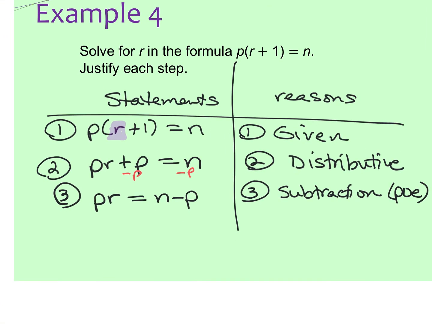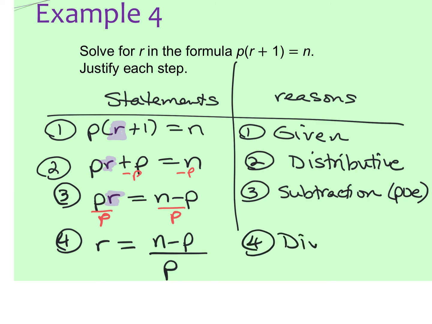And again, I'm trying to get r by itself. So remember, here's my r. Trying to isolate it, I've got one more step to do. And it's being multiplied by p. So to undo that, I'm going to be dividing both sides by p. So step 4 is r equals, dividing both sides by p. So my final answer here is n minus p divided by p. And this is division.